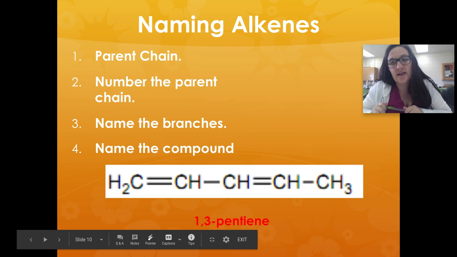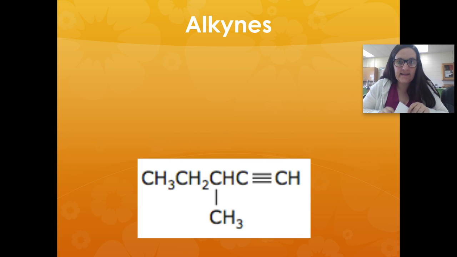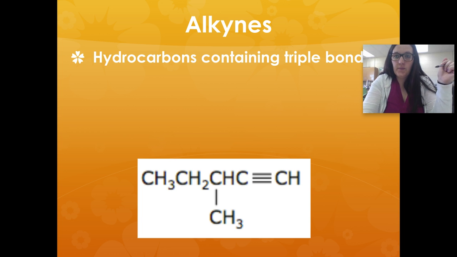Anywhere there's a double bond in the compound, I want to show where it is. And that's the last practice one for that. And then we're going to move on to alkynes. So alkanes are single bonds, alkenes are double bonds, and alkynes have triple bonds.